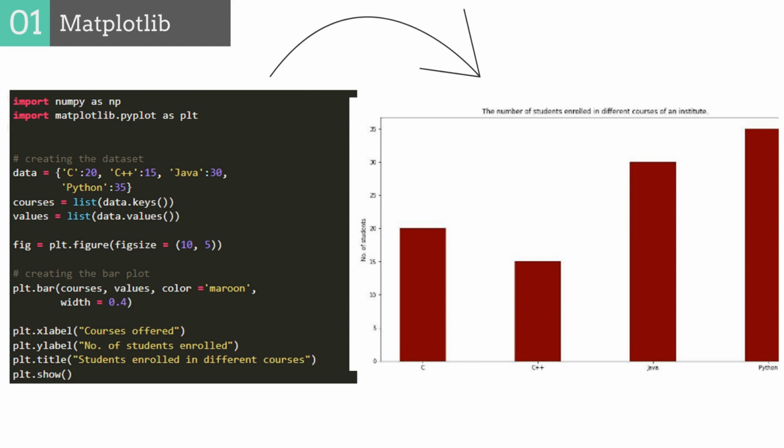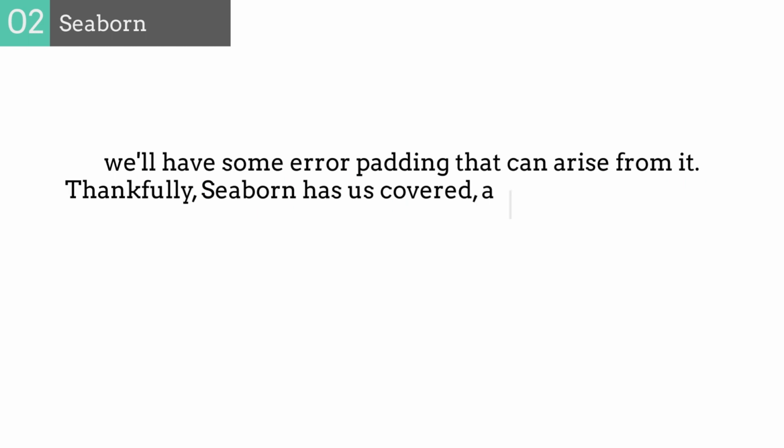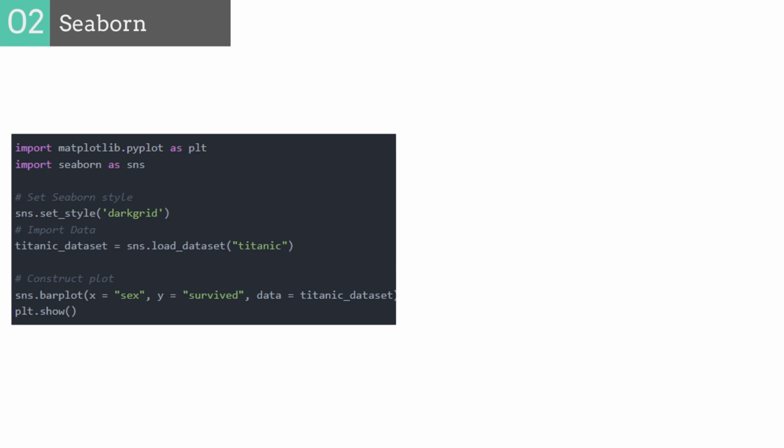Next one is the Seaborn library. For this we will be working with datasets instead of hard-coded lists. Whenever we're dealing with means of data, we'll have some error padding that can arise from it. Thankfully, Seaborn has us covered, and applies error bars for us automatically, as it by default calculates the mean of the data we provide. Let's look at the code.